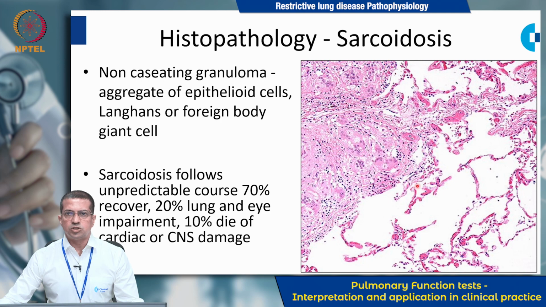So here is the picture showing normal septae and alveolar spaces on this side, in the lower right hand corner, and you can see in the upper corner the granulomas, the multinucleate giant cells, and the inflammatory cells, which are thickening the alveolar walls.